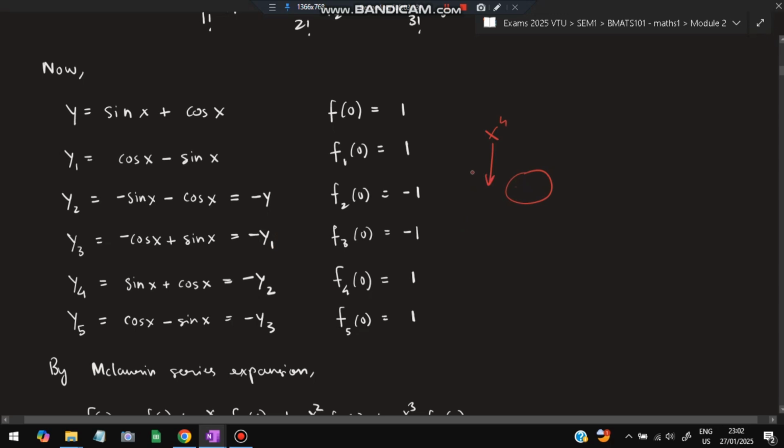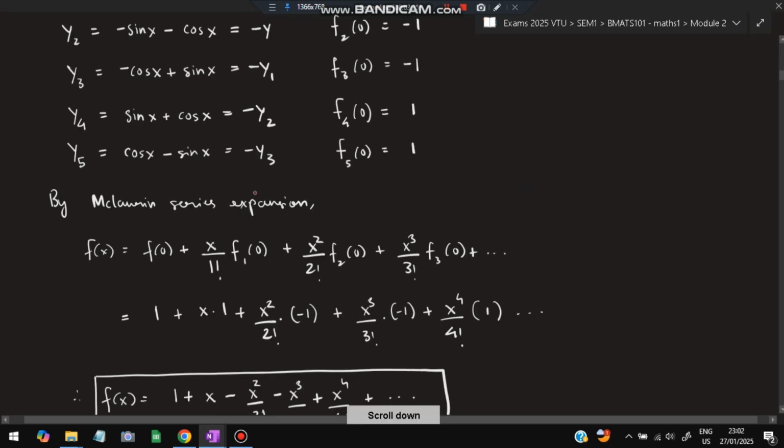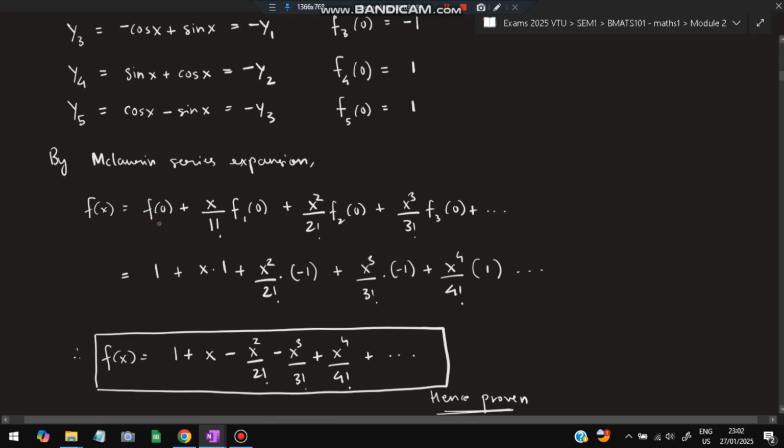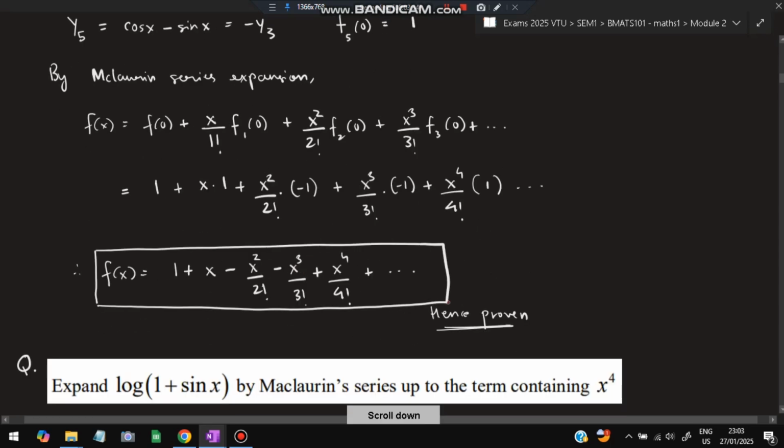That question also we'll be having a look at. Now, by using the Maclaurin series expansion, you just have to substitute those values f(0), f'(0), f''(0), f'''(0) in this equation and simplify it, so you'll be getting an expansion which will be equal to the question which they had given. Then your answer is correct. You'll be writing hence proven.